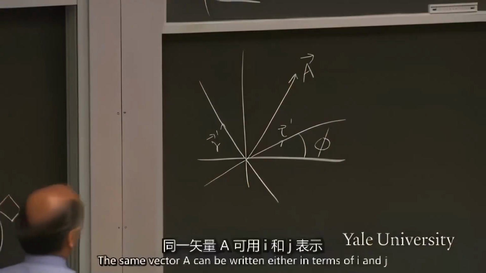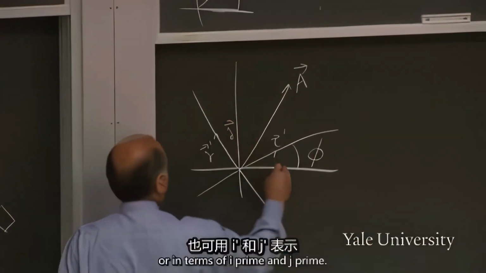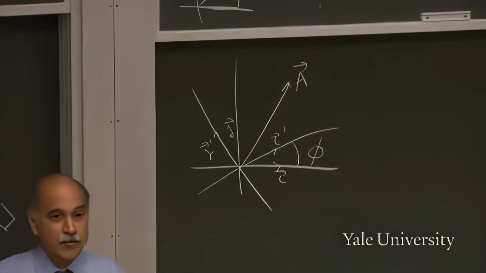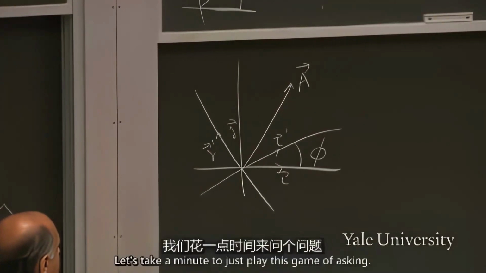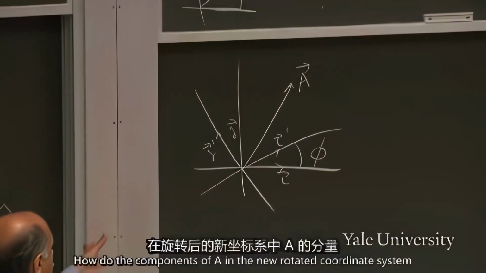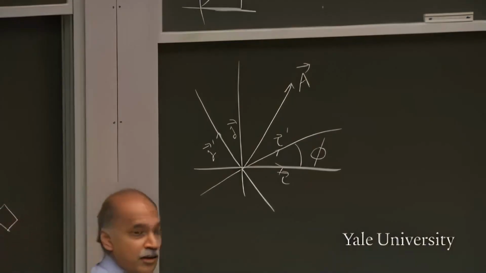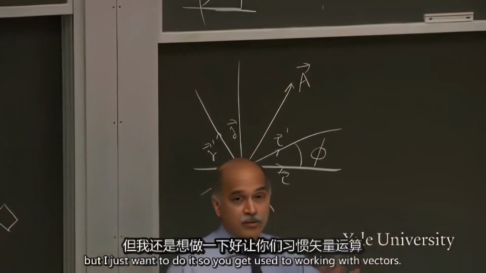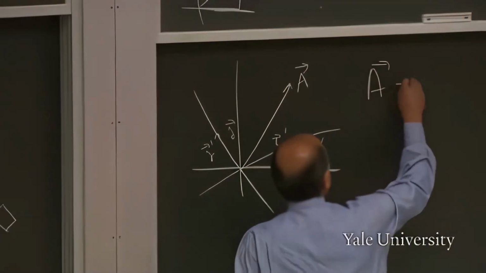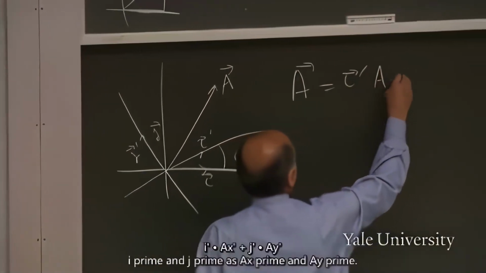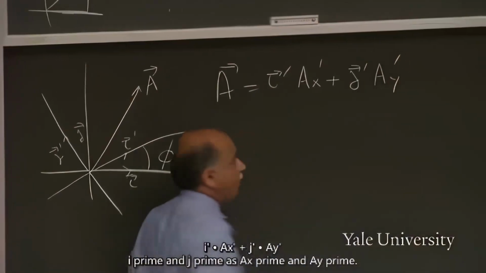The same vector A can be written either in terms of i and j or in terms of i prime and j prime. So let's take a minute to play this game of asking, how are the components of A in the new rotated coordinate system related to the components in the old coordinate system? This is a simple problem, but I want to do it so you get used to working with vectors. So the point is, the arrow A, somebody has chosen to write in terms of i prime and j prime as ax prime and ay prime.